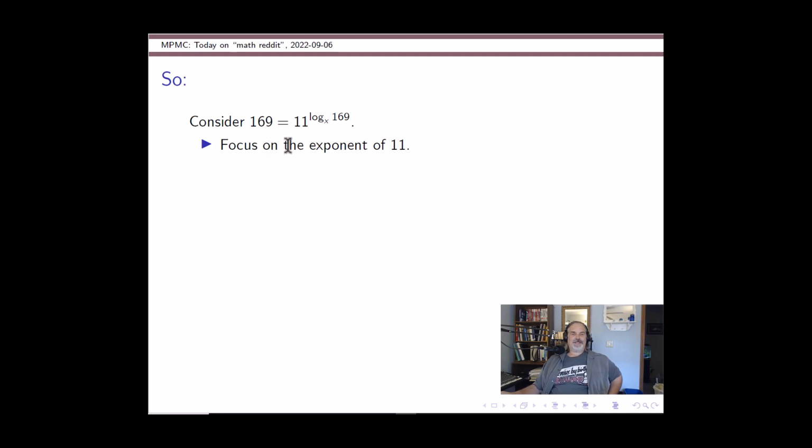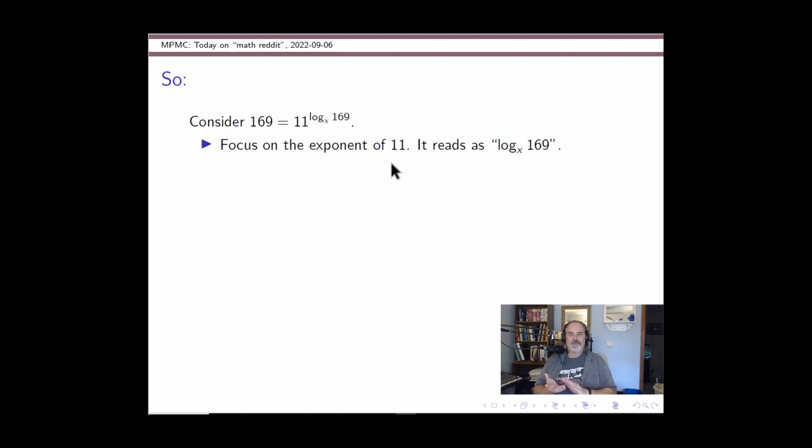Good grief. Okay, we're not going to do any algebra. We're just going to resolve this understanding logarithmic notation. So let's just focus on the exponent right now of the 11, okay? Log base x of 169. What is that? That represents a value that has been handed to us.